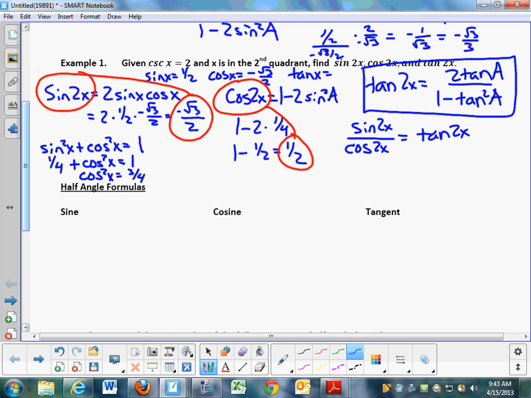So what's sine of 2x? Sine of 2x is negative square root of 3/2, divided by, or multiplied by the reciprocal, 2/1, and you get, how you like them apples?